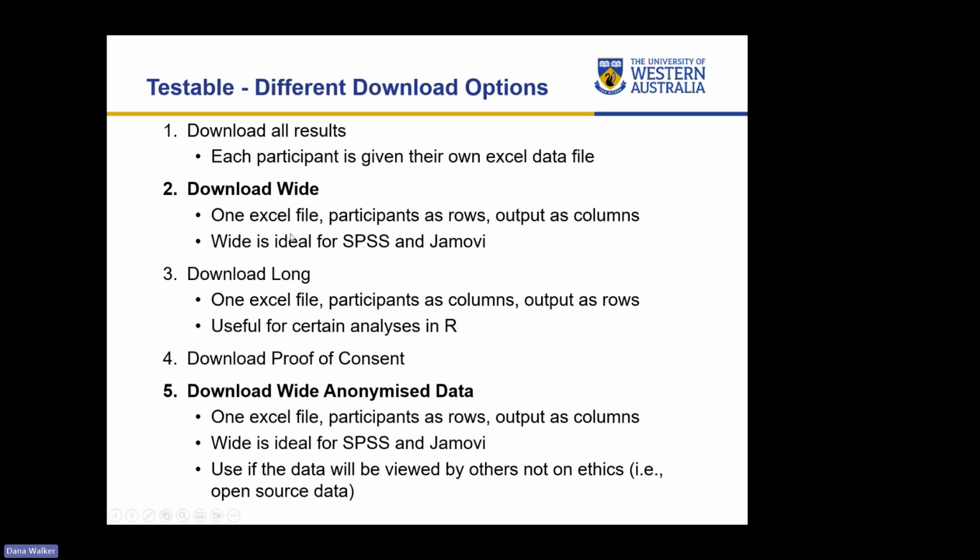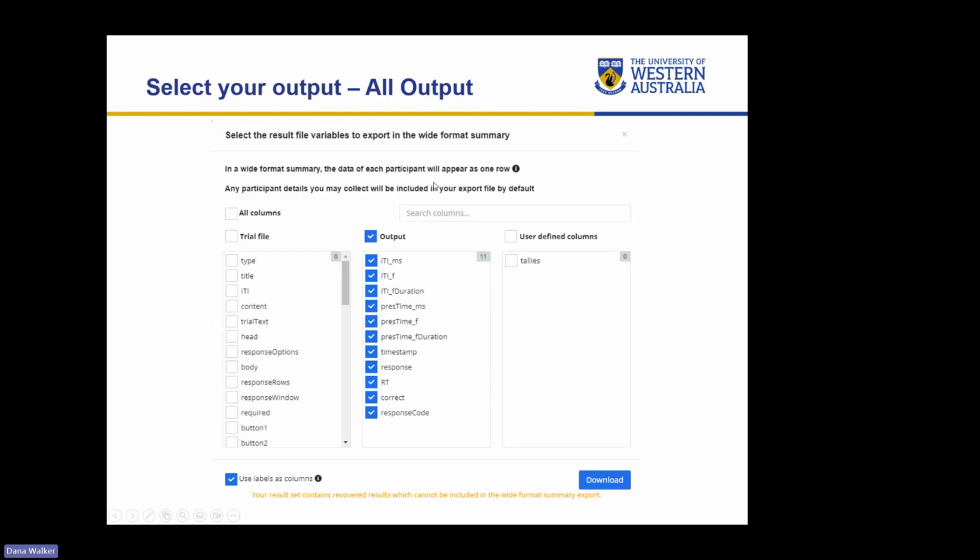Using these two, either one is the best for analyses, unless you're doing R. So when you actually click to download one, so you've gone, okay, I want to download wide, you click the wide option, this window pops up. And what this window is asking is, do you want to download a trial file? Do you want to download an output? And are there any user-defined columns?